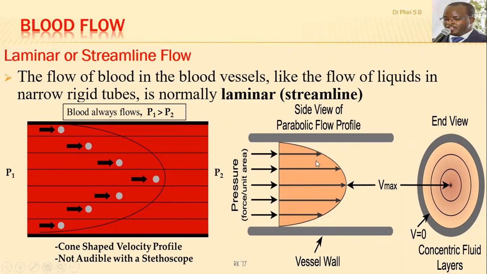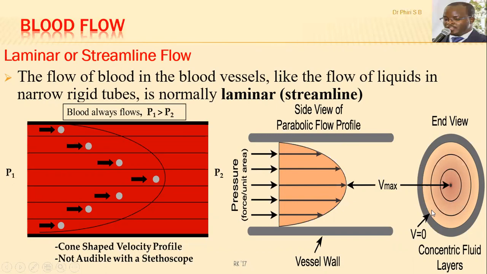So this is the laminar flow of blood. It is always moving from high pressure to low pressure. The column of blood that is in contact with the wall of the blood vessel is not moving at all. You can see this cross-section showing the movement of blood. The layer of blood contacting the wall of the blood vessel has a velocity of 0. It means it's not moving at all.